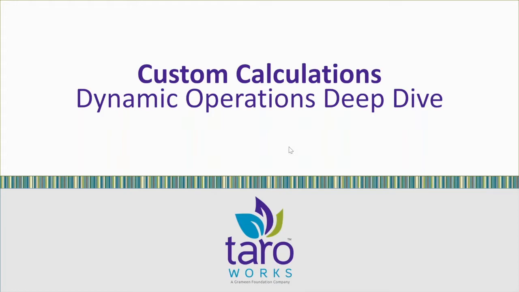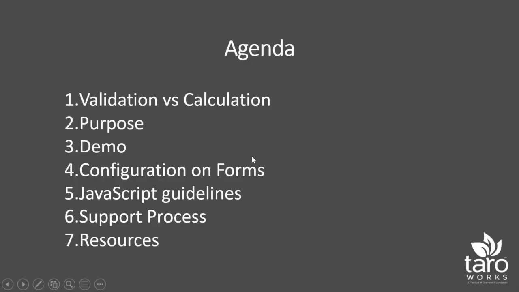We're going to talk about our feature called dynamic operations. There are two types of dynamic operations: calculations and validations. We already had a session on validations, so this session is on calculations. If you haven't seen the recording of that on our YouTube channel, I highly recommend it. Our teammate Billy Cohen was leading that.